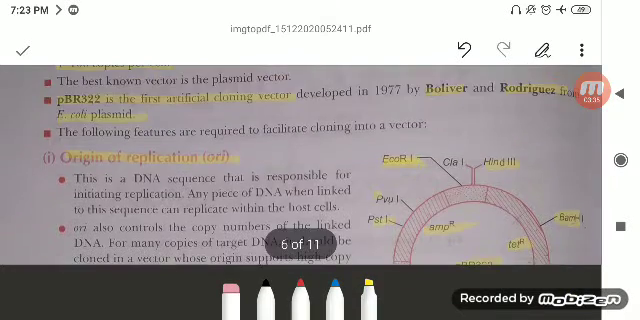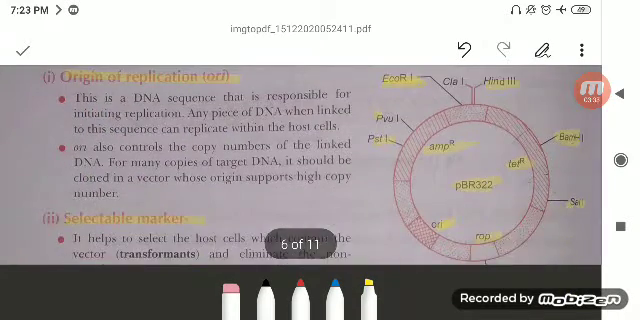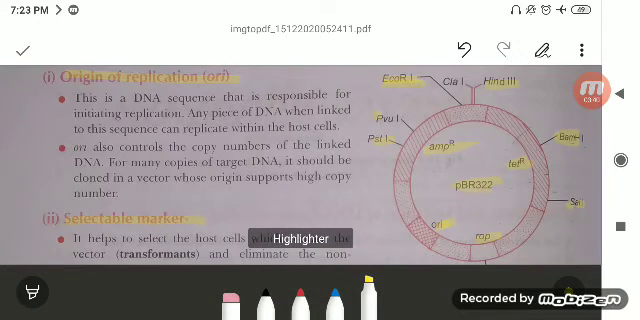First we are taking ORI, the origin of replication. This is the DNA sequence that is responsible for initiating replication. Any piece of DNA, when linked to this sequence, can replicate within the host cell. ORI also controls the copy number of the linked DNA. For many copies of target DNA, it should be cloned in a vector whose origin supports high copy number.